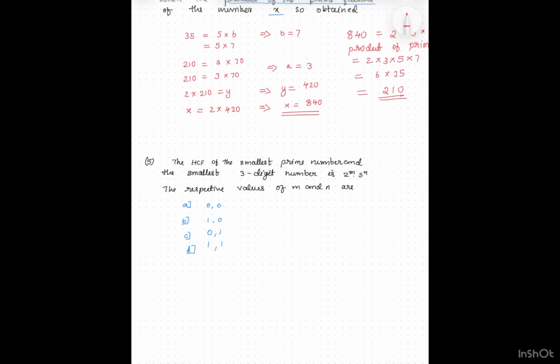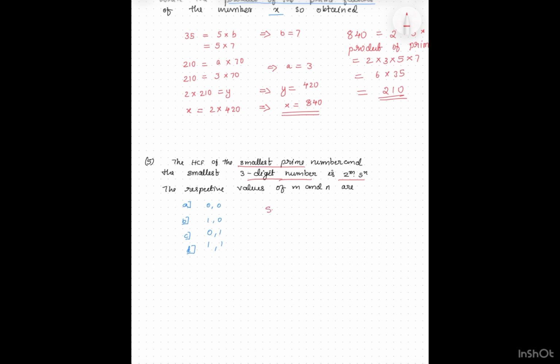Next question. The HCF of the smallest prime number and the smallest 3-digit number is 2 raised to m into 5 raised to n. The respective values of m and n are: option A 0 0, option B 1 0, option C 0 1, option D 1 1.